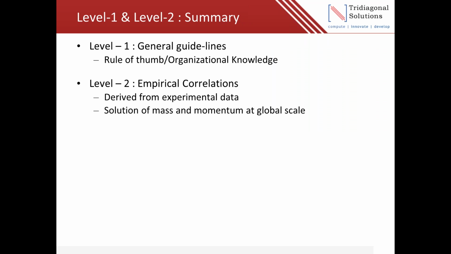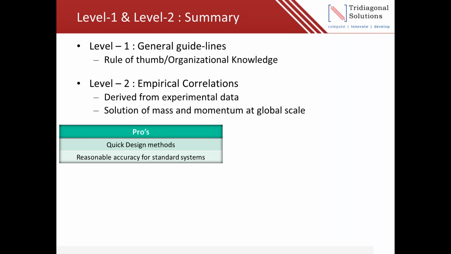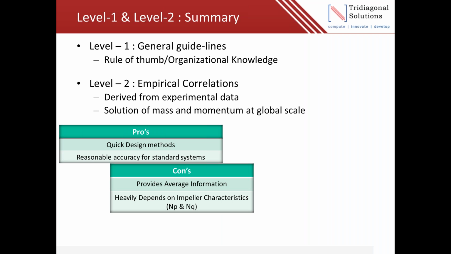However, if we have to summarize these two methods: the level one methods are general design guidelines and thumb rules, and the level two methods are empirical correlations, which are typically derived from experimental data. If you look at the positives, these are quick design methods and give us reasonable accuracy for standard systems, because all the impeller characteristics are fairly available with decent accuracy for all standard systems and standard configurations.